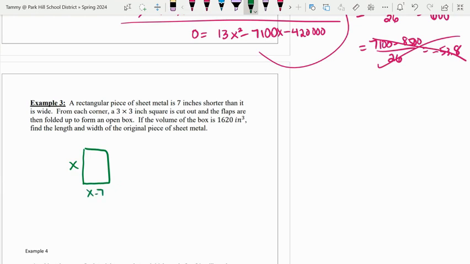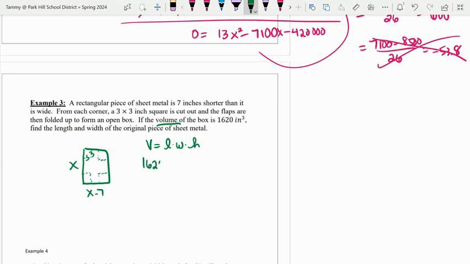From each corner, a 3 by 3 square is cut out. So now I'm taking that out of each corner. If the volume of the box is 1620 cubic inches, find the length and width of the original piece. All right, so we're dealing with volume this time. So volume is length times width times height.